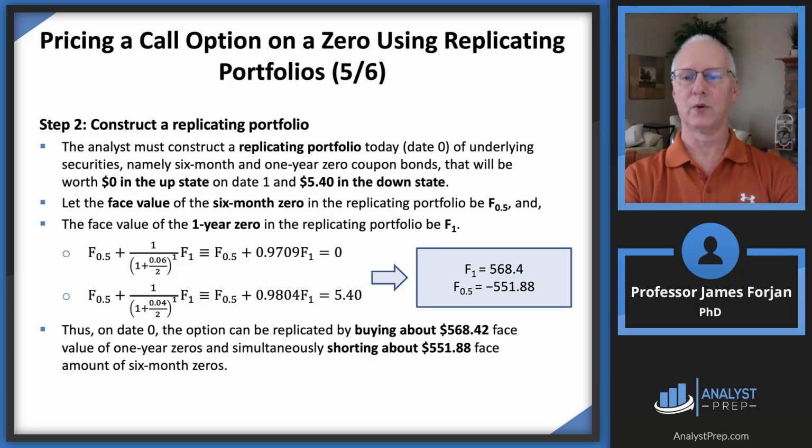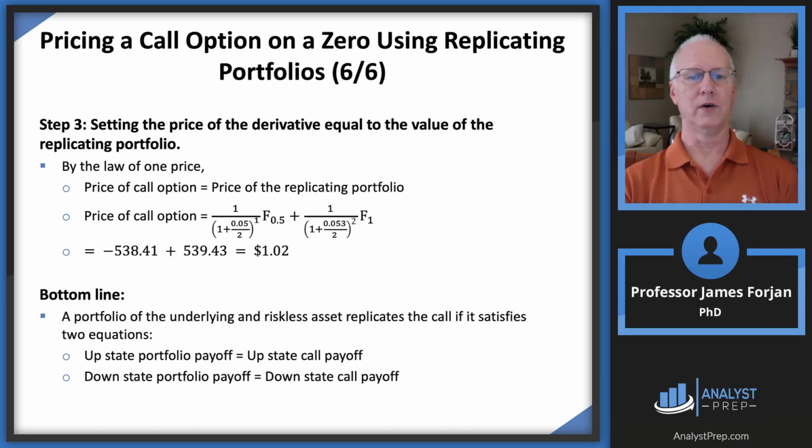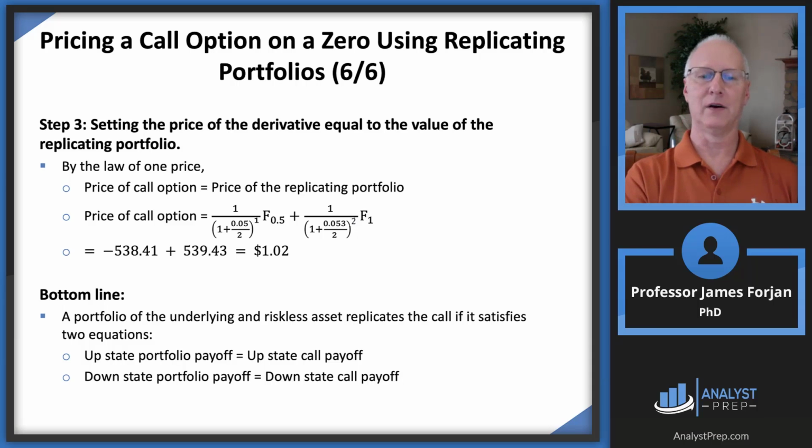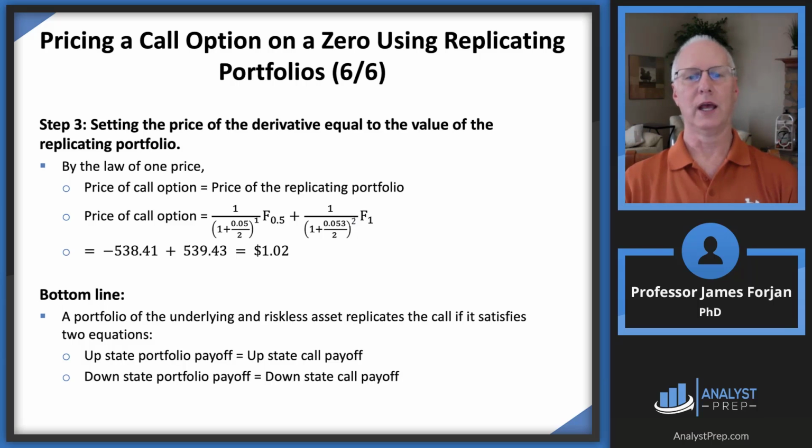So what we're going to do is we're going to take the long position in the 1 year, and we're going to take the short position in the half year. And then what we're going to do is just discount both of those, right, at the 1.05 and the 1.053, and we're going to get $1.02.